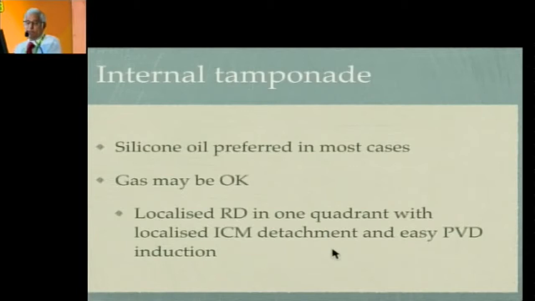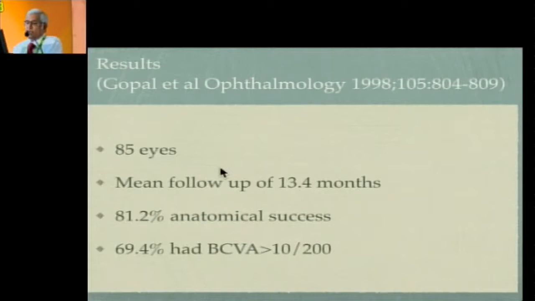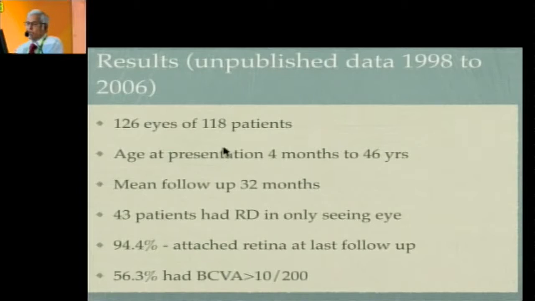Over a period of time, we have accumulated enough experience to tell that this approach is very successful in reattaching the retina, especially in those eyes which did not come to you with PVR and a contracted retina. This is the initial series, which showed about 81% success with 70% having functional vision. Later on, we accumulated a few more cases between 98 and 2006, which showed almost a 95% success because we also improved our techniques. We're better at what we are doing, and a large number of people have got good navigational vision.